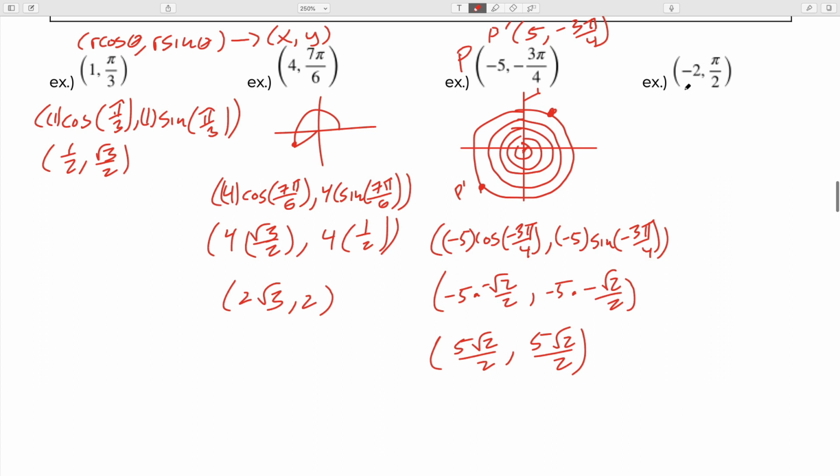All right, here's another negative. Again, this one is going to be relatively easy if we think about what the point is. So we have pi halves, and if we reflected about the origin, that's going to take us down to the negative y version. But either way, let's just go ahead and plug it in. It's simple enough. So negative 2 times the cosine of pi halves, and then negative 2 times the sine of pi halves.